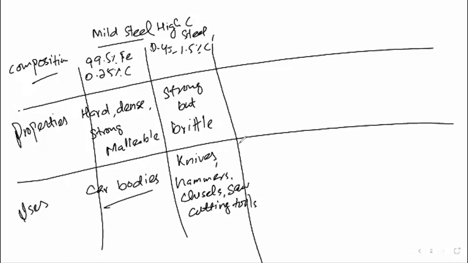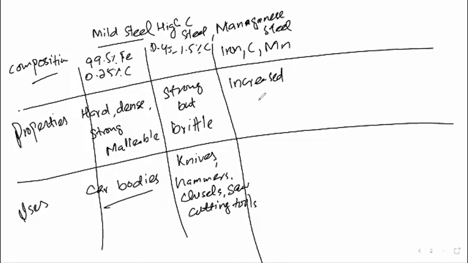Next is manganese steel. In this steel, you use iron, carbon, and manganese, which belongs to the transition metals. Its strength has been increased, and it has much more hardness. It is used for making springs and drills.